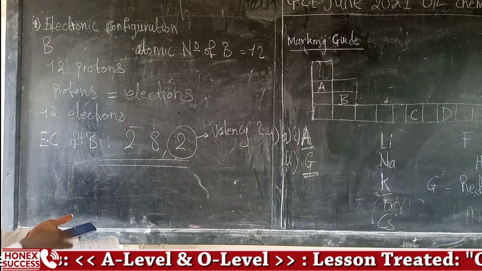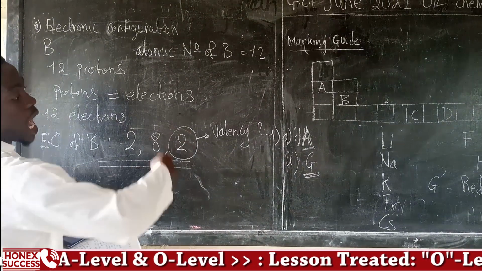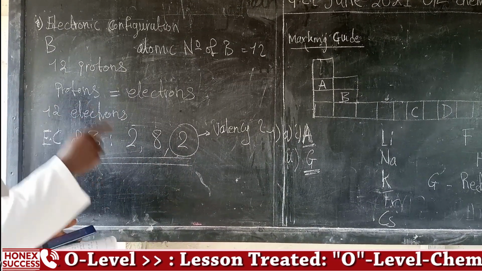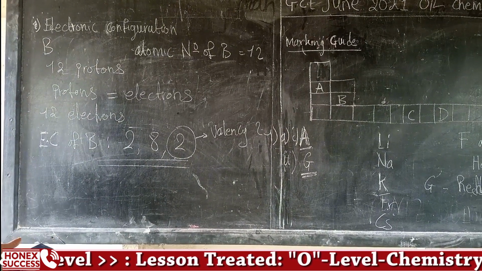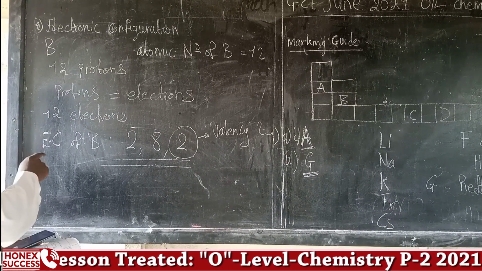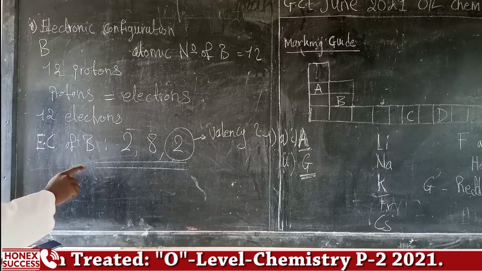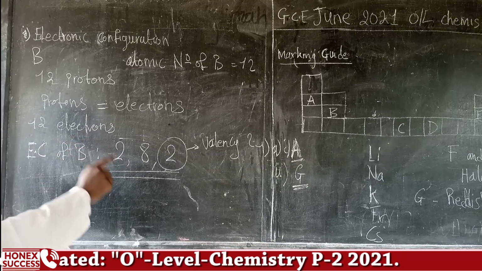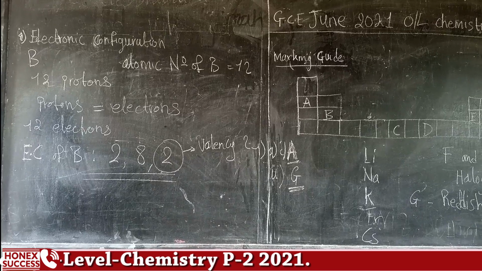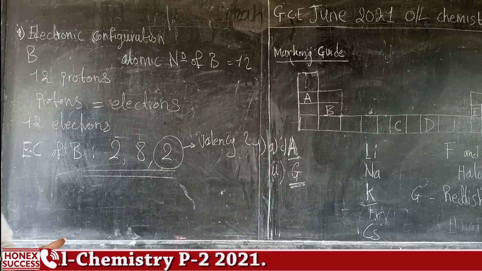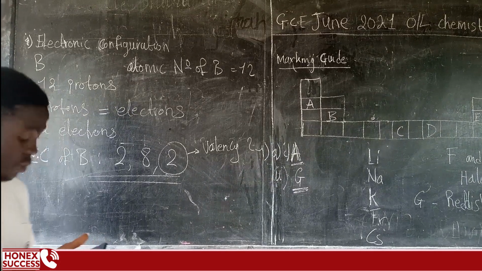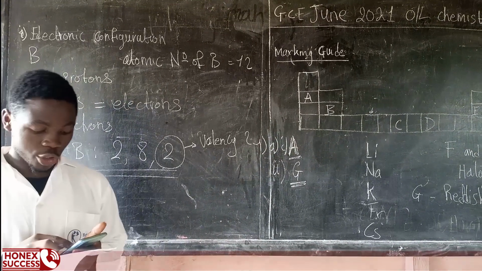So this is simply because the element B has 2 valence electrons on its outermost shell, and it gives us the group number to which that element belongs. So as our explanation, element B is classified as a group 2 element because it possesses 2 electrons on the valence shell, that's on the outermost shell of the electronic configuration. We move to question C.